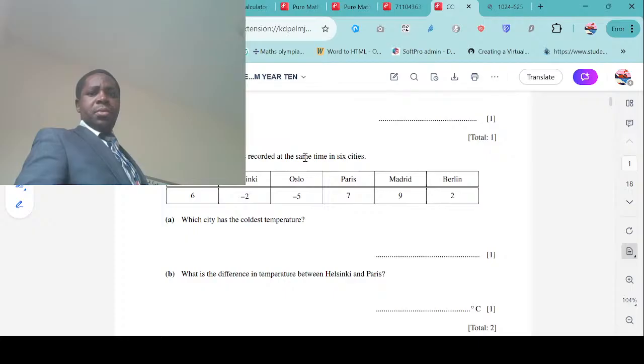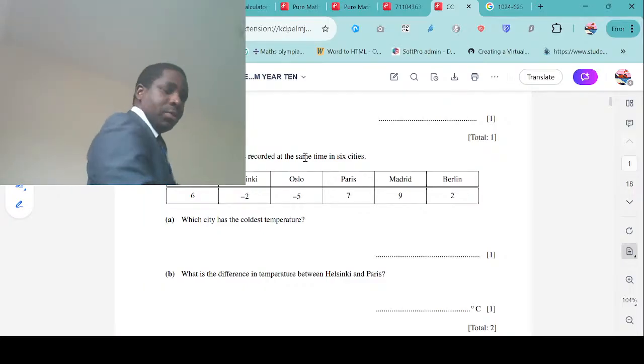So we have a table. Temperature is in degrees Celsius. The record at the same time in 6 cities. Which city has the coldest temperature? So I'll just use Dortmund here.